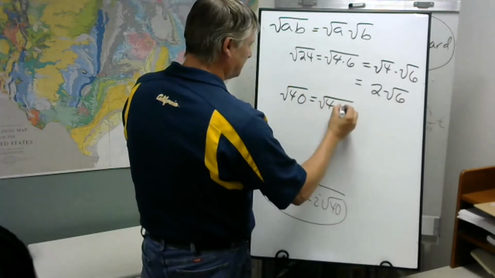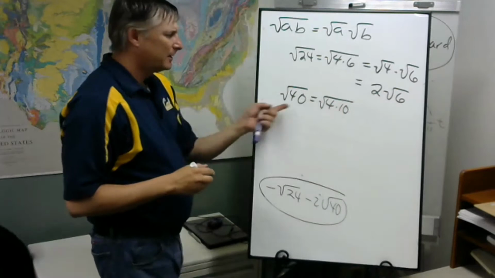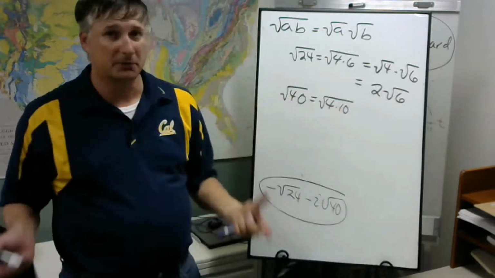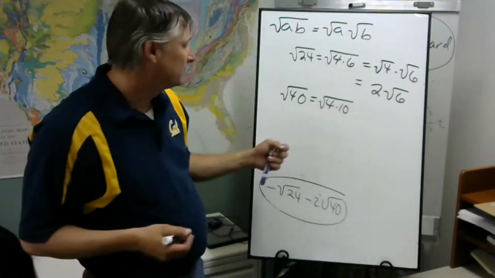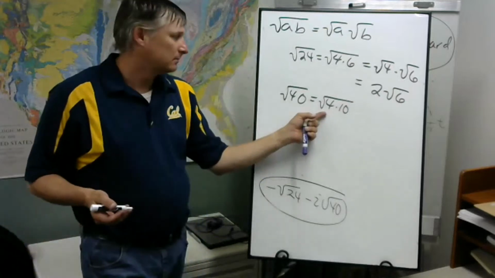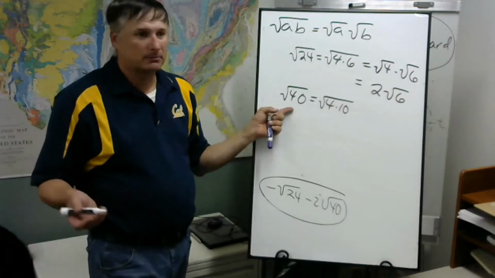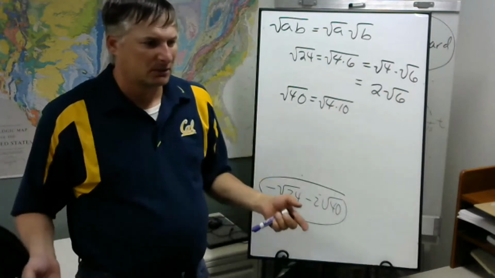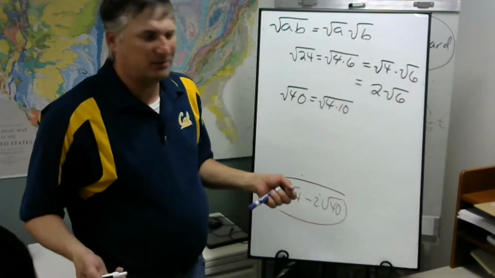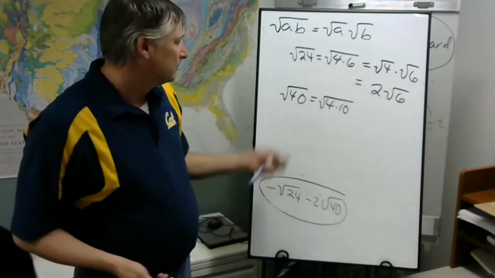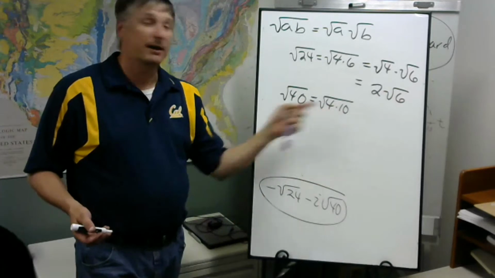Now square root 40. Well, 40 is 4 times 10. I'm looking for those perfect square numbers. I'm trying to break these down into a product with a perfect square. And if I can't do that, I'm just going to leave it like this. If it was square root of 21, well, 21 is 3 times 7. 3 is not a perfect square, 7 is not a perfect square, so I'm just going to leave it as square root 21. But square root 40, I can rewrite as a perfect square times 10.